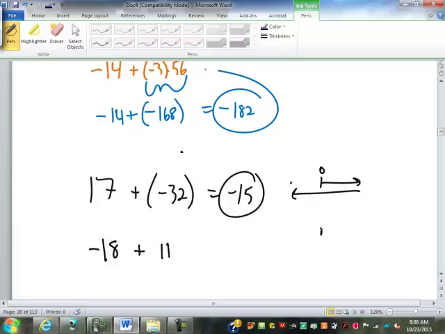So here, negative 18 plus 11. Here's 0, and negative 18 looks like this. Positive 11 goes the opposite direction. Longer or shorter? Shorter. So that's again telling us that we're on the negative side, and the arrows go opposite directions. So it's the difference between 18 and 11, which is 7. So negative 7.